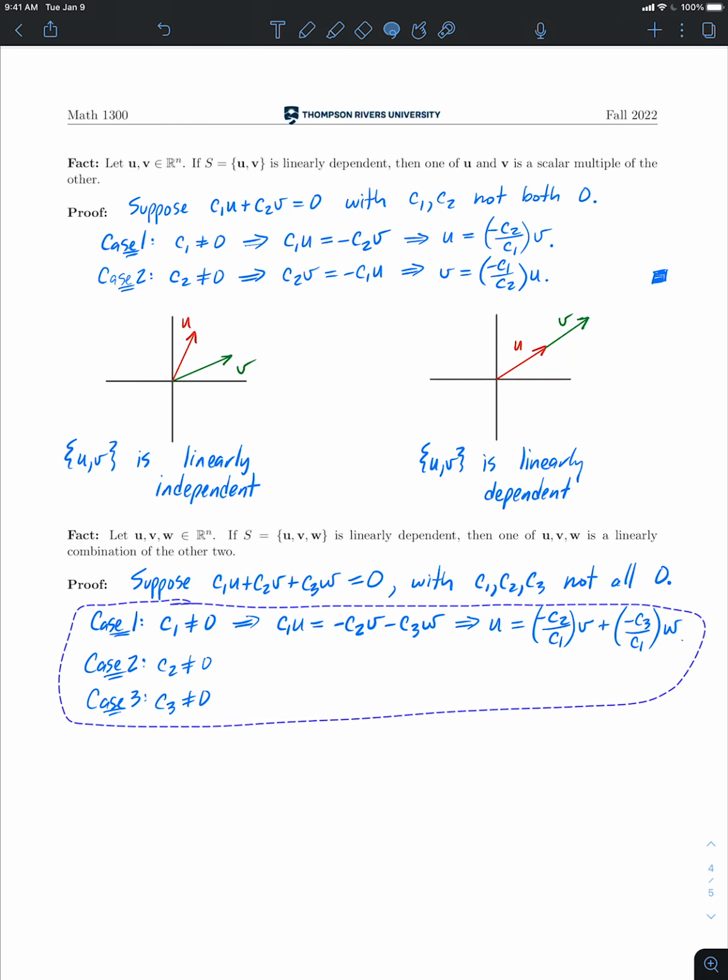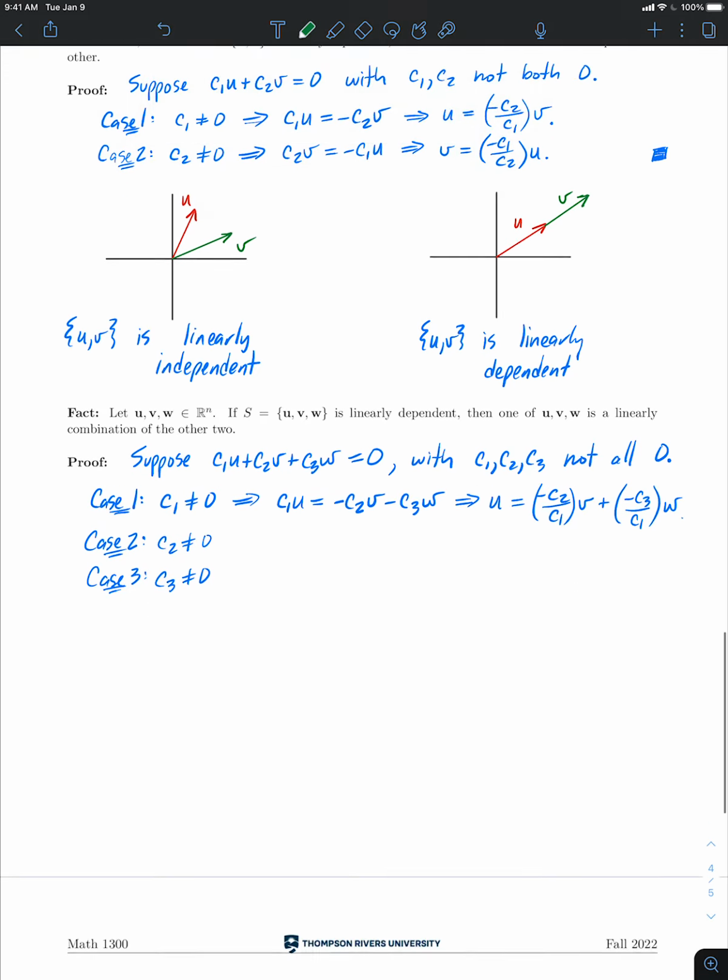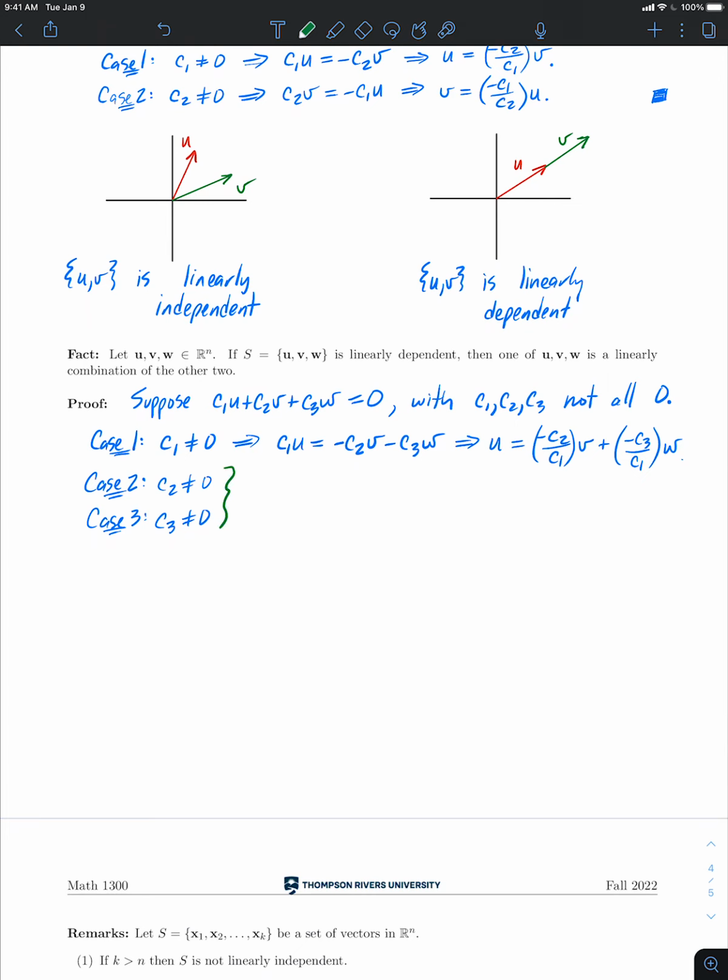In case 2, you're going to write v as a linear combination of u and w. And in case 3, you're going to write w as a linear combination of u and v. But in either case, the argument is going to be very similar. So I'm just going to write a little comment here and say this is handled in a similar fashion.